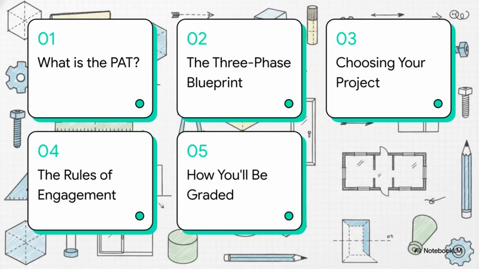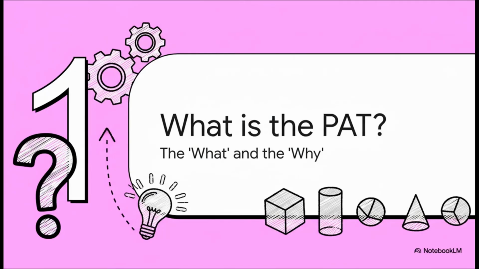All right, here's our game plan. We'll start with the basics, what the PAT even is. Then we'll look at the three-phase structure, how you pick your project, the super important rules you've got to follow, and finally, how it's all graded. By the end of this, you'll have a perfectly clear picture of the whole shebang. So let's kick things off with section 1.